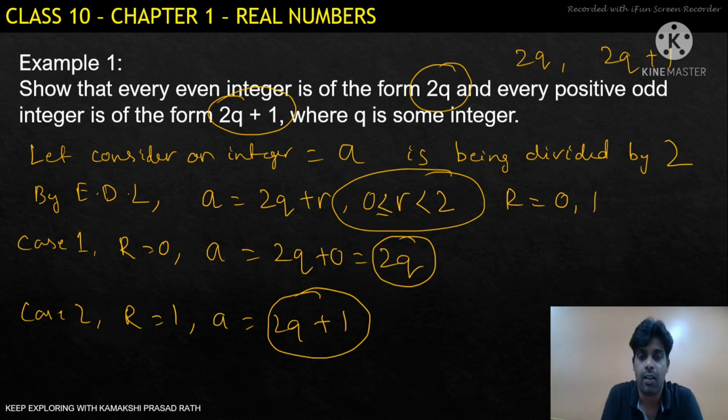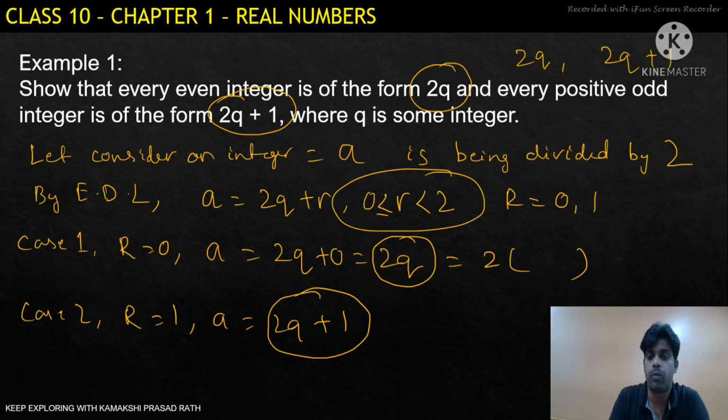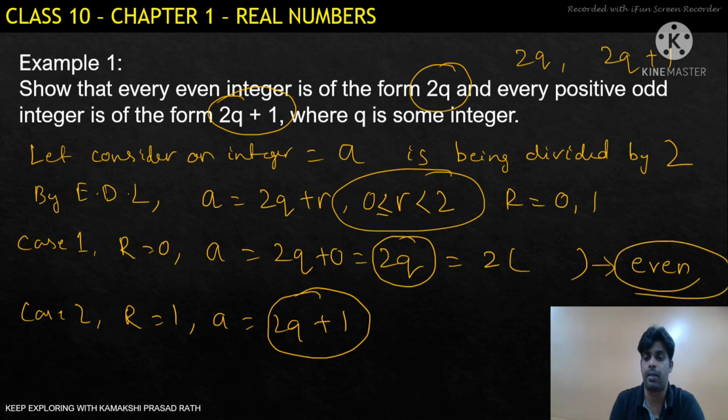Now 2q means 2 into something. Okay, q can be anything; it is the quotient and depends upon the number we have taken. So 2 into something means it is divisible by 2, so that number is always an even number. You can see here, 2q I can divide by 2 and cancel it, so we get q. So it is an even number.